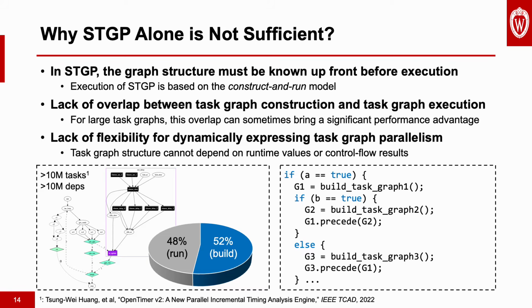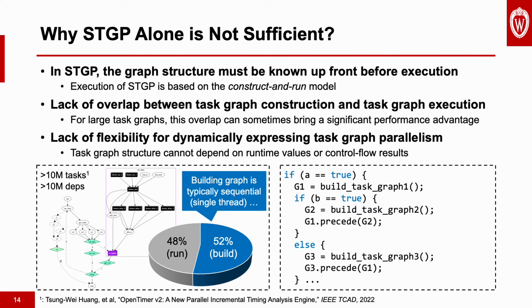While this is very simple to implement, it does not give you the opportunity to overlap task graph construction and task graph execution. For large task graphs, this overlap can sometimes bring a very big performance advantage. For example, here I am showing you a runtime breakdown of a task flow graph that has 10 million tasks and dependencies. Building the graph can take over 50% of the runtime, and it is typically done sequentially.